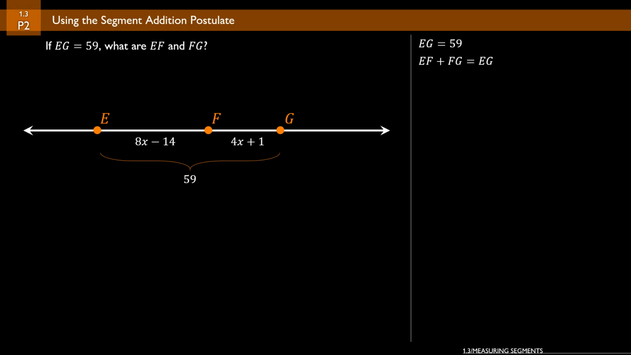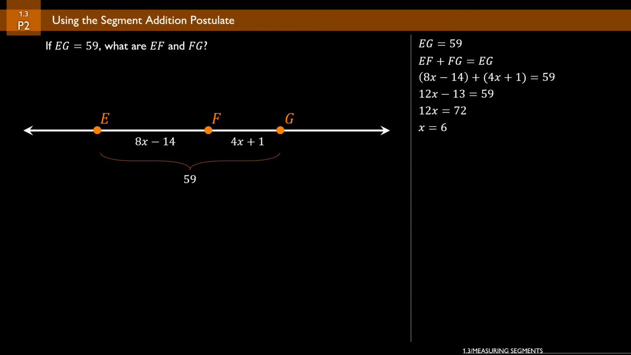We know EF plus FG equals EG by the segment addition postulate. So we're just going to substitute our quantities in for EF and FG. So we get 8x minus 14 plus 4x plus 1 equals 59. Combine like terms, you end up with 12x minus 13 equals 59. Add the 13 to both sides, you end up with 12x equals 72. Divide by 12, and we get x equals 6.